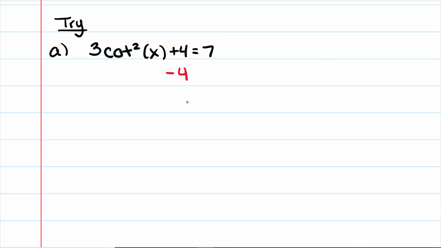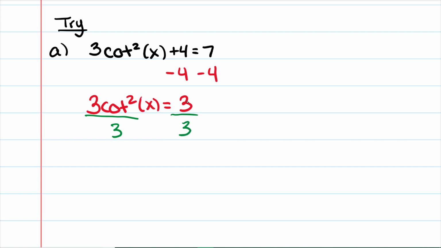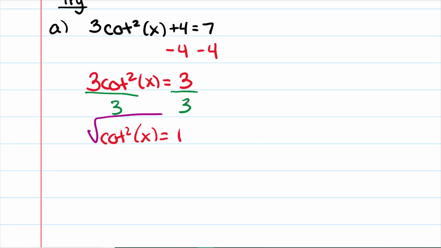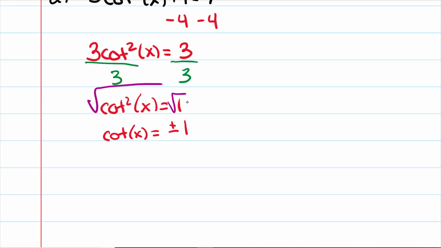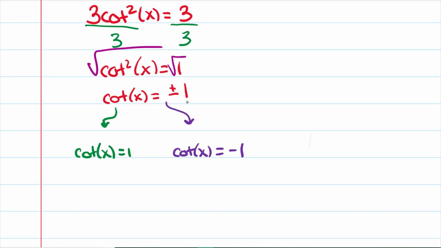All right, so first step, we subtract 4 from both sides. We get 3 cotangent squared of x is equal to 3. Then we're going to divide both sides by 3. So we get cotangent squared of x is equal to 1. And then we need to square root both sides. So we get cotangent of x is equal to plus or minus 1. So this becomes two problems now. Cotangent of x is equal to 1, and cotangent of x is equal to negative 1.